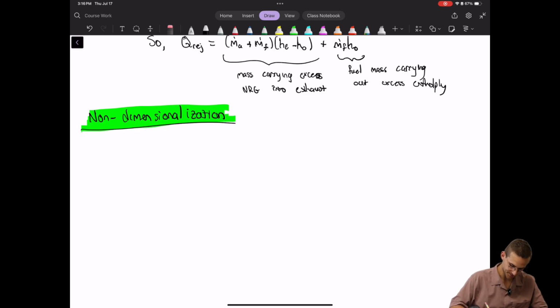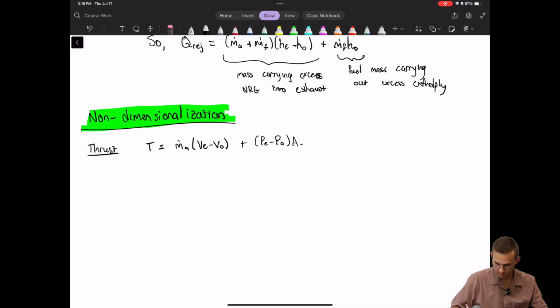So for thrust, recall that we had T is equal to m dot A times (VE minus V naught), plus (PE minus P naught) AE, plus m dot F VE. Okay, what we're going to do is normalize this by P naught A naught. Okay, so A naught is the capture area. It's not the area of the inlet of the engine.